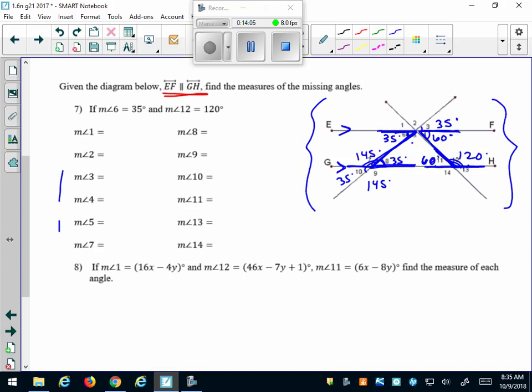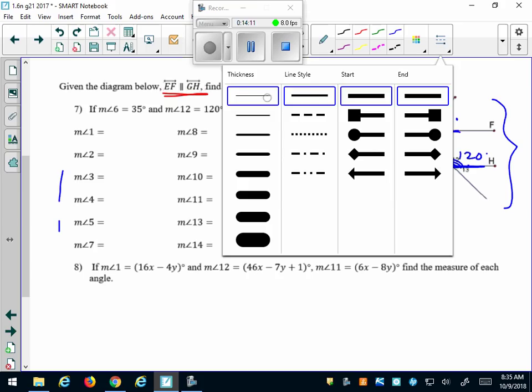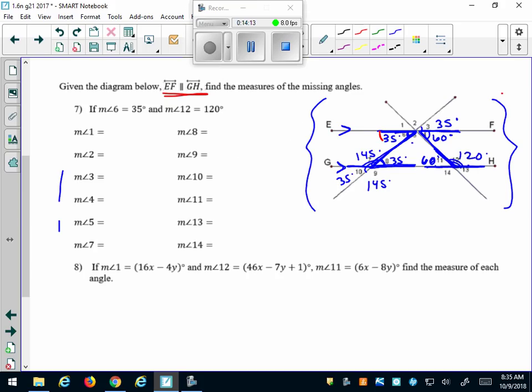All right, and then from this point, we can see that even though it's not called a linear pair, this whole situation here is still 180 degrees, right? So if we have 60 here and 35 here, then we need 85 more to make the whole 180. And if that's 85, this would have to be 85.